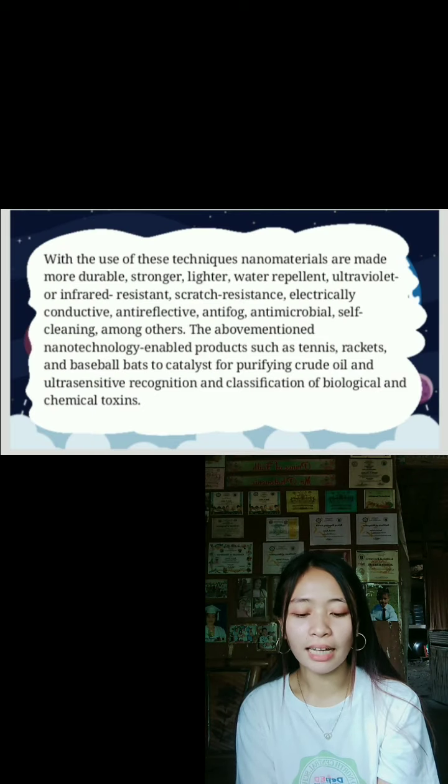With the use of these techniques, nanomaterials are made more durable, stronger, lighter, water-repellent, ultraviolet or infrared resistant, scratch resistant, electrically conductive, anti-reflective, anti-fog, antimicrobial, self-cleaning, among others. These are nanotechnology-enabled products such as tennis rackets and baseball bats, to catalysts for purifying crude oil, and ultra-sensitive recognition and classification of biological and chemical toxins.